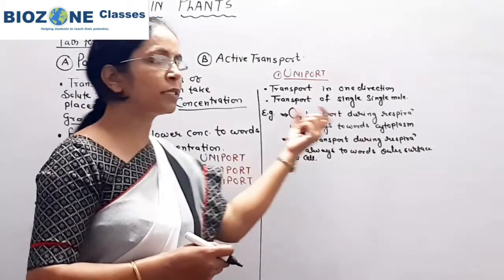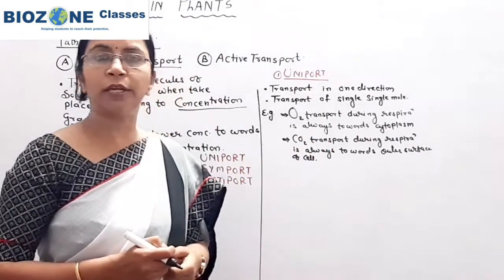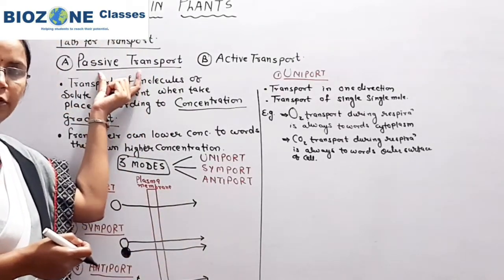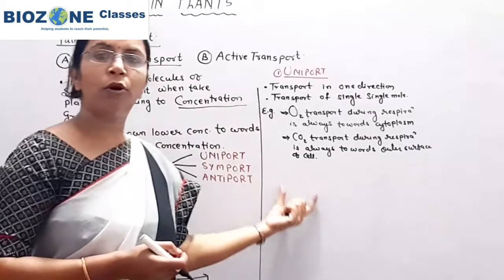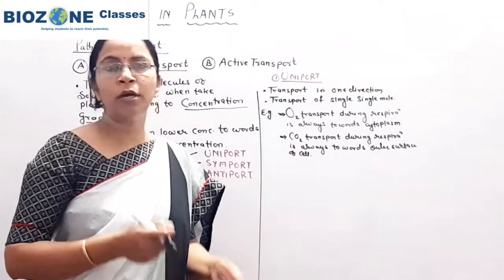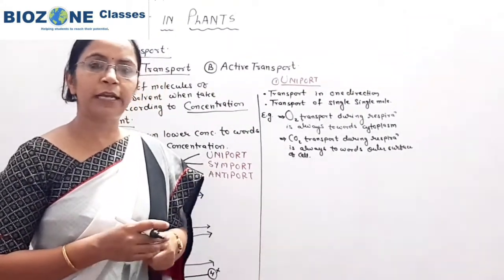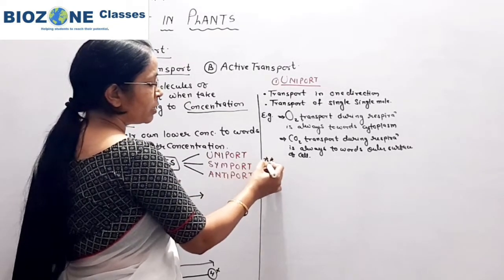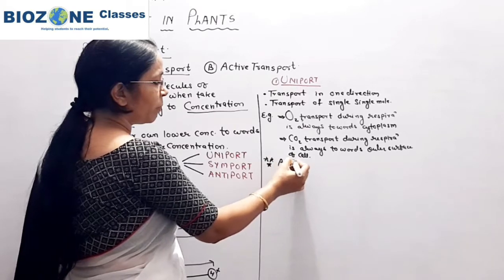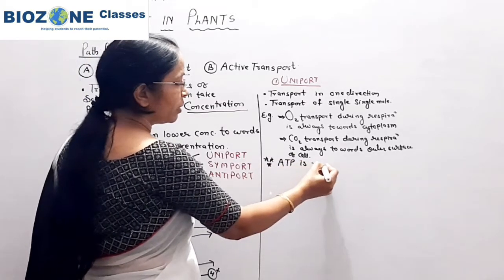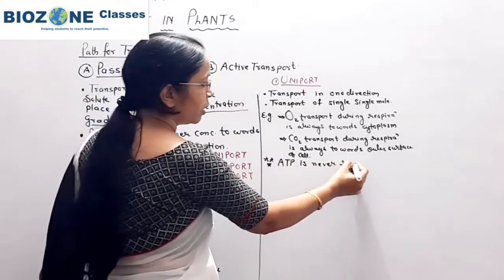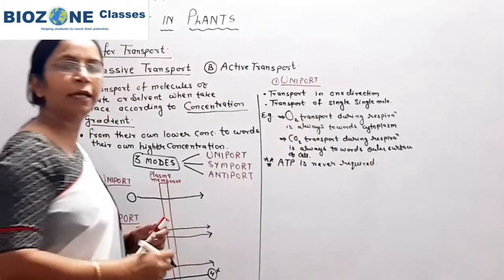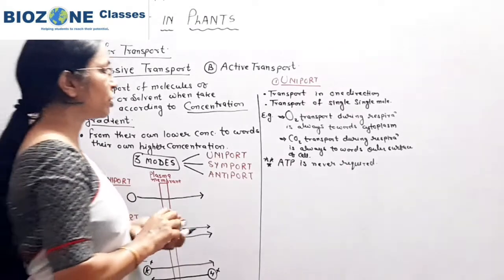Secondly, transport takes place according to the concentration gradient. Therefore, the most important thing in passive transport, in uniport, symport and antiport, is energy, metabolic energy. So ATP or metabolic energy is never used. Here you remember ATP is never required. And why is it not required? Because the transport takes place according to the concentration gradient.